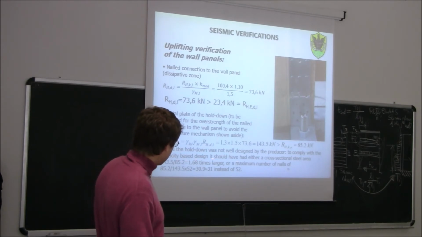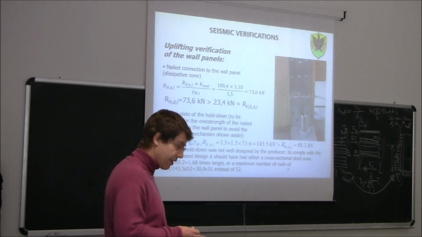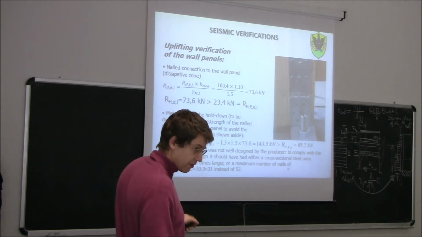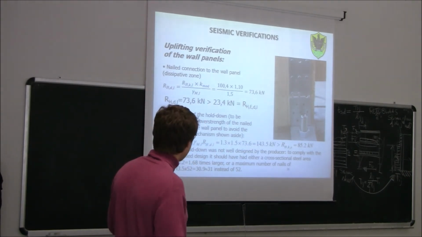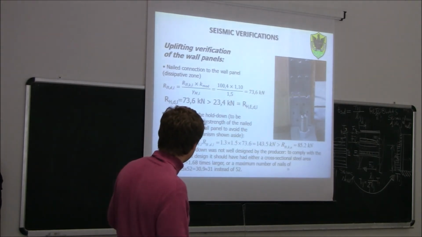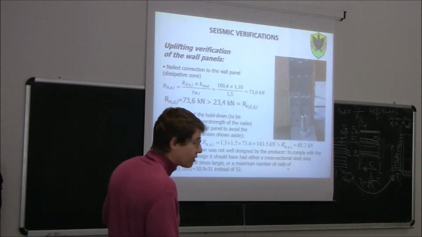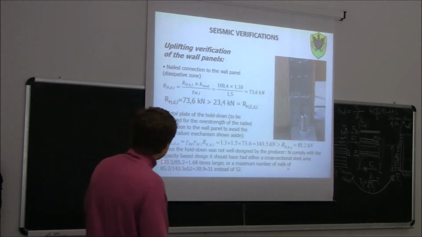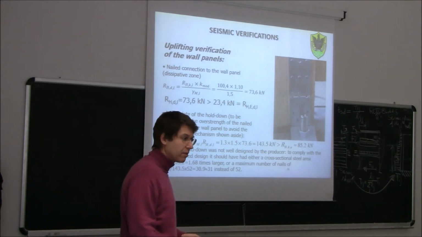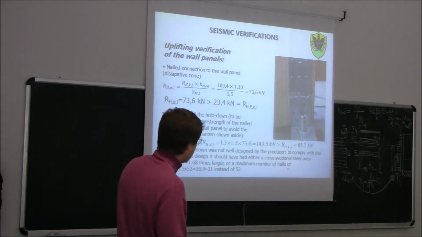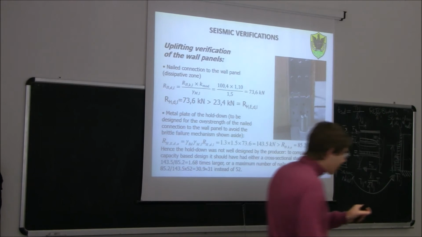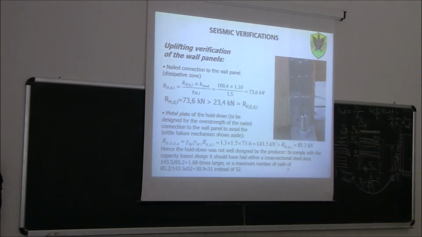To comply with capacity-based design, we should either increase the metal thickness, the thickness of the steel, by how many times? You see, by 143.5 divided by 85.2, because 85.2 is the actual strength on the steel side, and 143.5 is the actual strength demand. So this ratio is 1.65 times, which means that I should either increase the thickness of the steel plate by, let's say, 1.7. Okay, so 70% more, almost double. I should almost have to double the thickness of the steel in order to avoid this kind of failure.